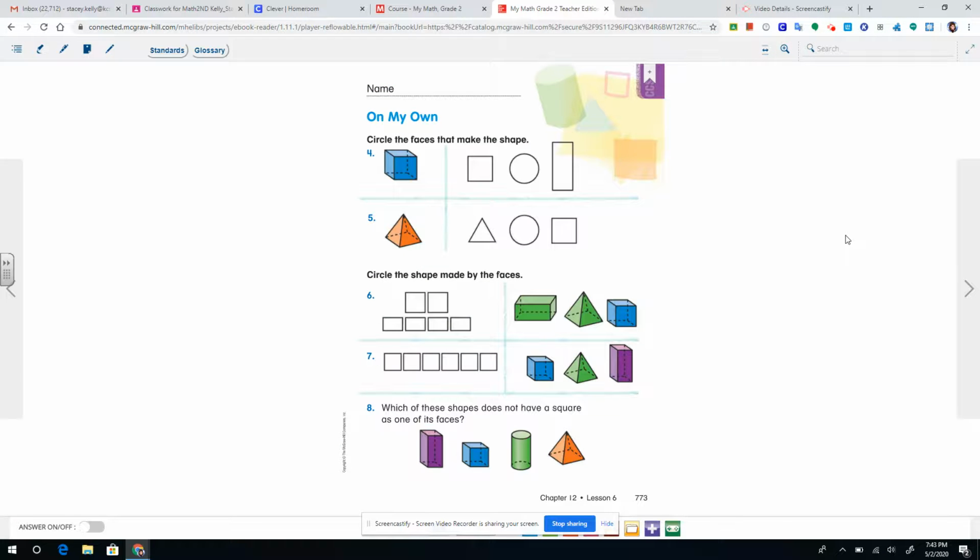The following section is on my own. You need to circle the faces that make the shape for numbers 4 and 5. For numbers 6, 7, and 8, you need to circle the shape made by the faces. So again, you're just taking apart those 3D shapes and taking a close look at what 2D shapes make up the 3D shape.